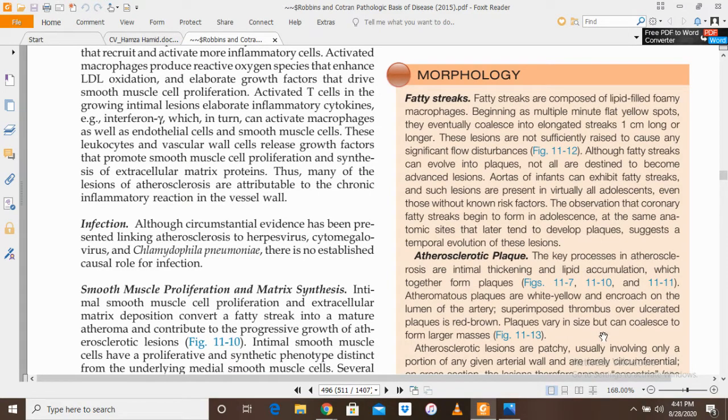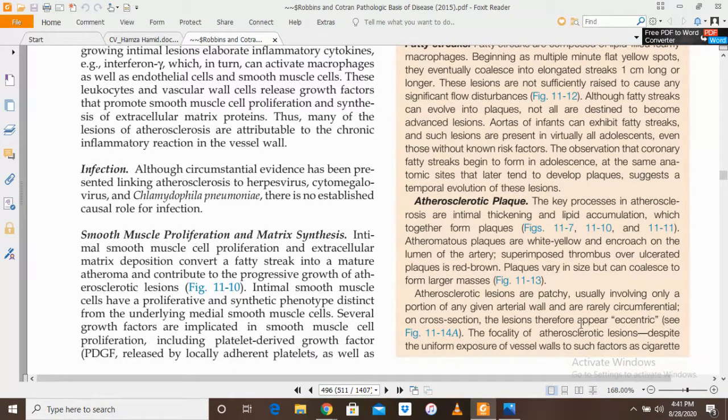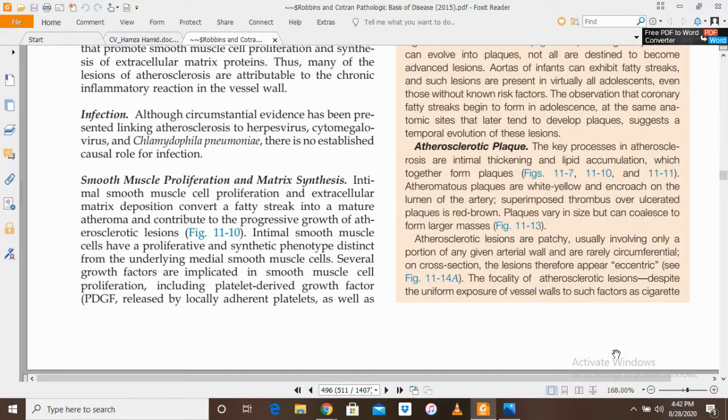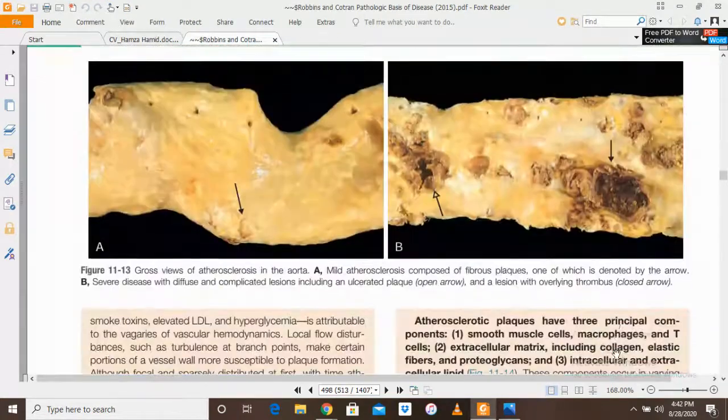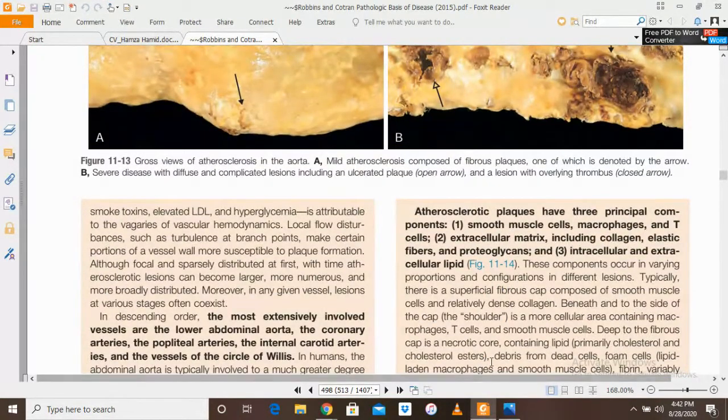Plaques vary in size but can coalesce to form larger masses. Atherosclerotic lesions are patchy, usually involving only a portion of any given arterial wall, and are rarely circumferential. On cross section, the lesions therefore appear eccentric. The focality of atherosclerotic lesions, despite the uniform exposure of the vessel walls to such factors as cigarette smoking, hypercholesterolemia, hyperlipidemia, diabetes, is attributable to vagaries of vascular hemodynamics.